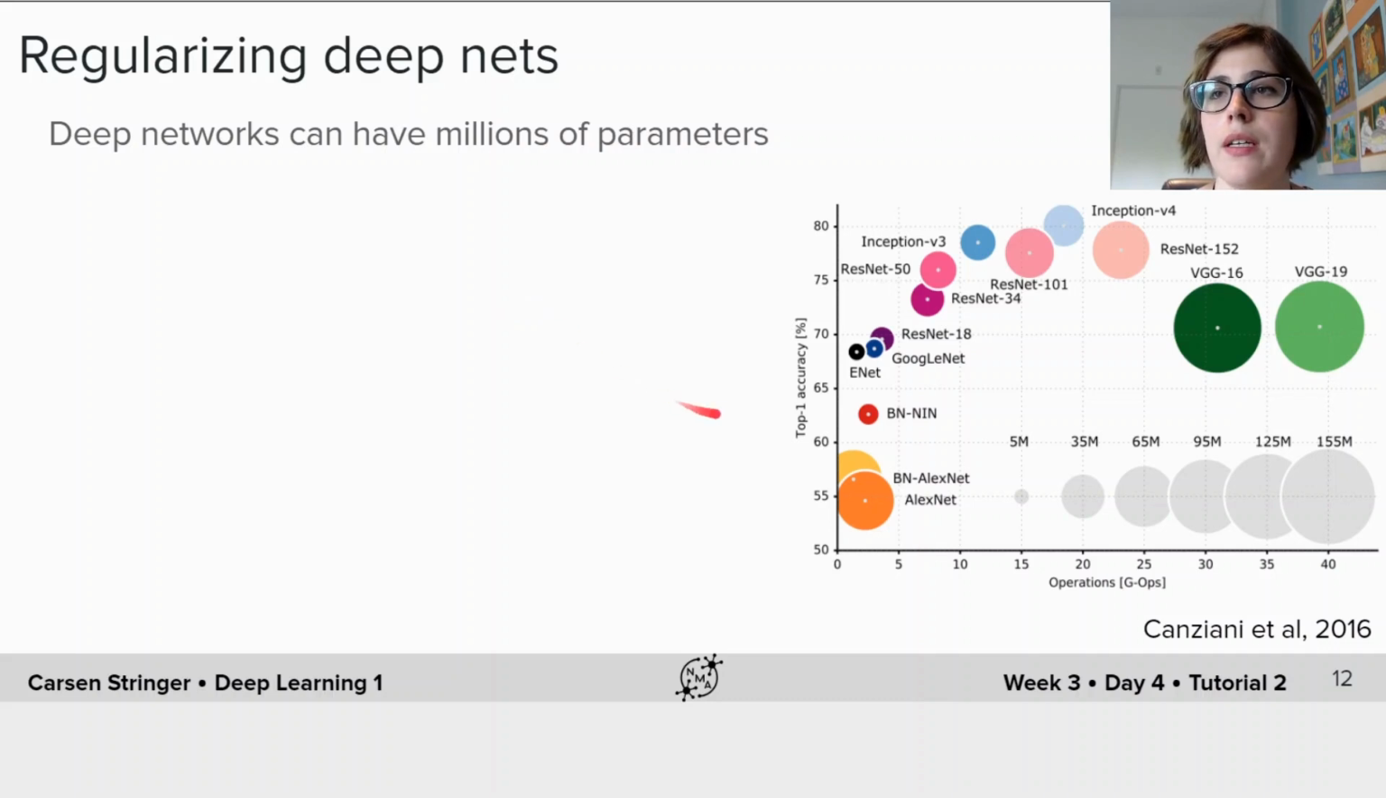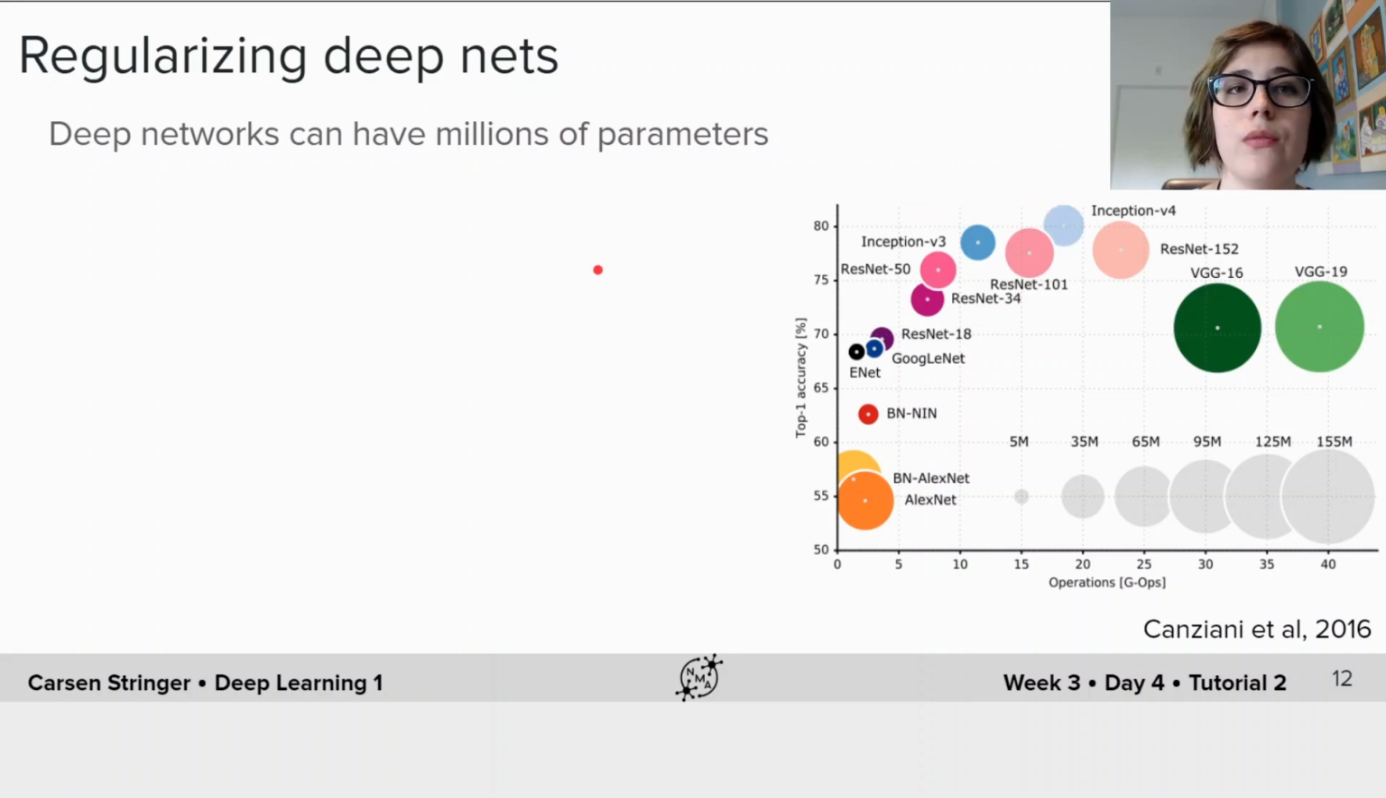So here's a plot of various deep neural networks as a function of the number of operations that they perform and as a function of their performance on ImageNet. And the size of each of the balls, which represents each of these different networks, is proportional to the number of parameters that each of these networks has. And many of these state-of-the-art networks, you can see, have performed thousands of operations and contain over 40 million parameters.